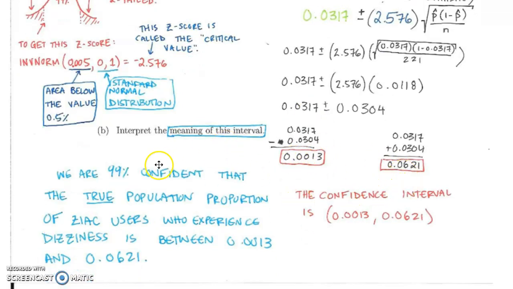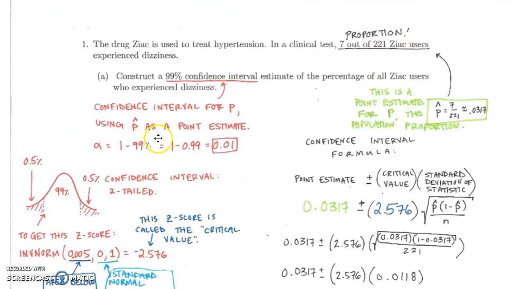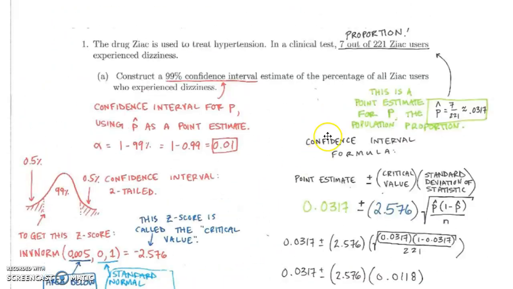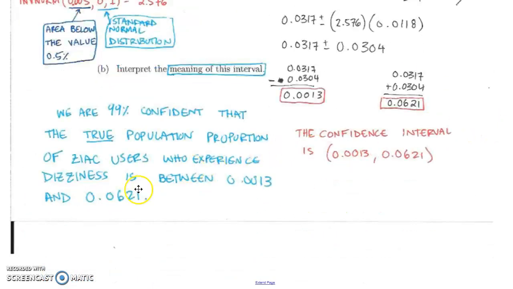The interpretation of that is we're 99% confident, 99 coming from 99%, that the true population proportion, we're looking for the true population proportion by estimating it with a sample proportion, of all Zyac users who experience dizziness, is between 0.0013 and 0.0621. So that's my confidence interval.